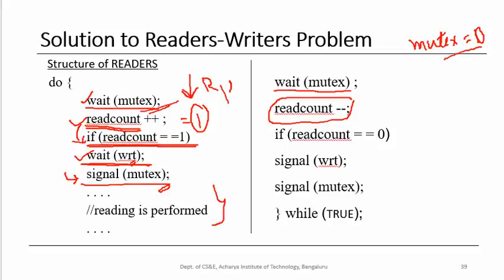Now if some other reader R2 is trying to enter into the critical section or read from the database, it can do so. Mutex has become 1, so it will simply increase the read count to 2. It is not the first reader which is entering, so the first reader would have ensured that no writer is allowed to enter into the critical section, so it will simply execute the signal on mutex so that another reader can come into the critical section. So what we are trying to ensure here is that we are allowing multiple readers to read the database. This will not cause any problem because the readers will not update the value of the database, right?